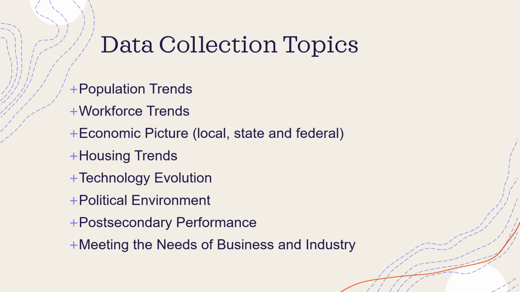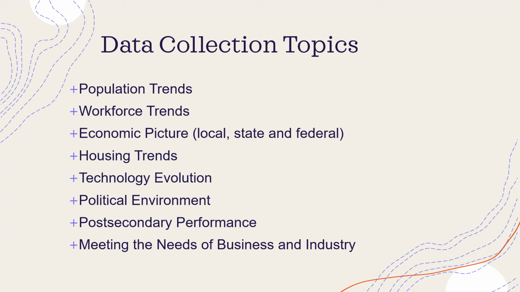Technology evolution. We don't delve into this real deep, but we do touch upon some areas that are taking place at the national level that they can see as regular trends, or perhaps new ways of delivering coursework, which is important now with so many going back and forth between in-person and online. Political environment, always important because it definitely impacts everybody at the local level. There's some state and federal stuff that you might want to look at there too.